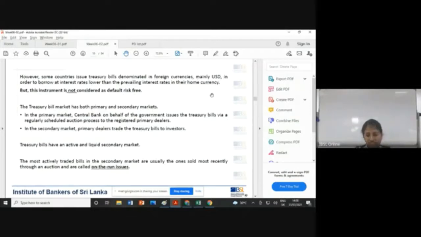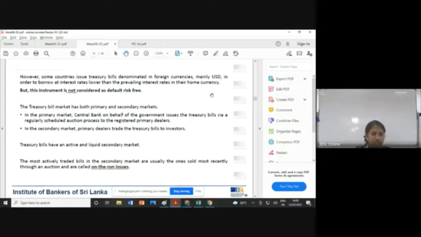You have registered primary dealers. You have registered intermediaries who will represent you and myself and go to that market, go to that place to bid our order. So in the primary market, it's going to be between the central bank and the primary dealer. In the secondary market, the trade will happen between the primary dealer who already bought it from the central bank and the other investor.